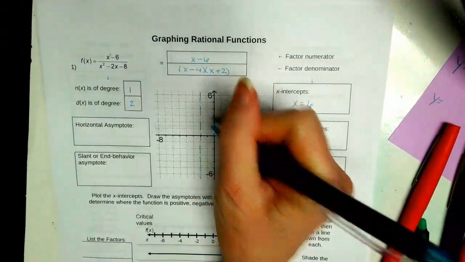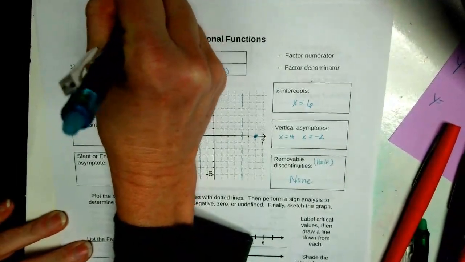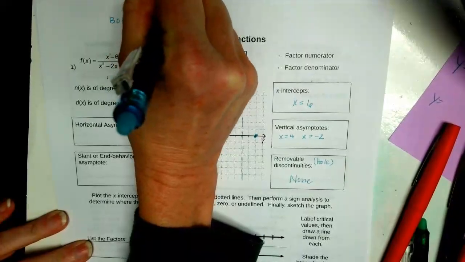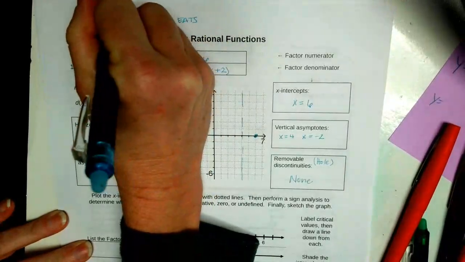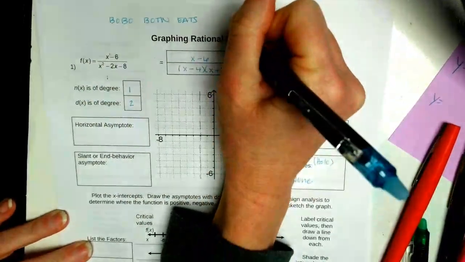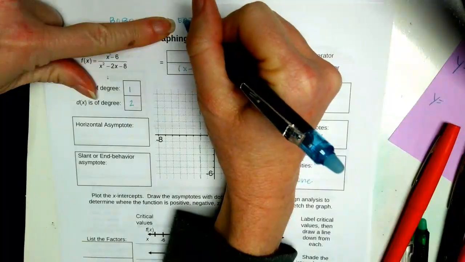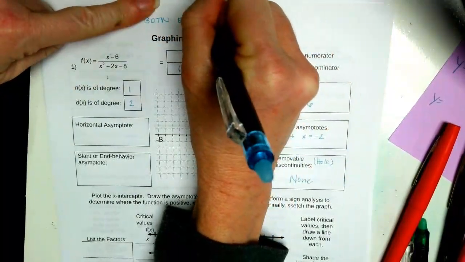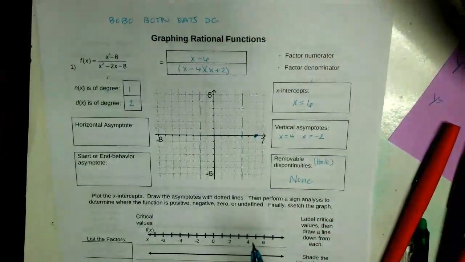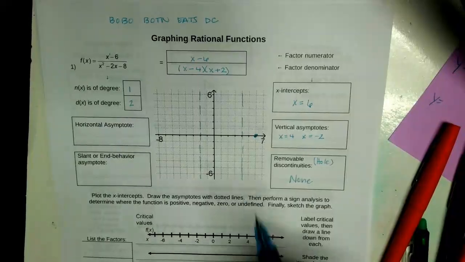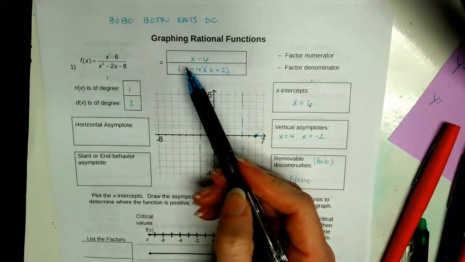When you compare them, we have a little saying: Bobo Botten eats DC. And that stands for bigger on bottom, 0. Bigger on top, none. And if the exponents are the same, divide coefficients. So in a little bit, I'll just give you a couple and we'll just look at the horizontal asymptotes, because that's a super easy thing to do and that'd be an easy way to get a problem right.